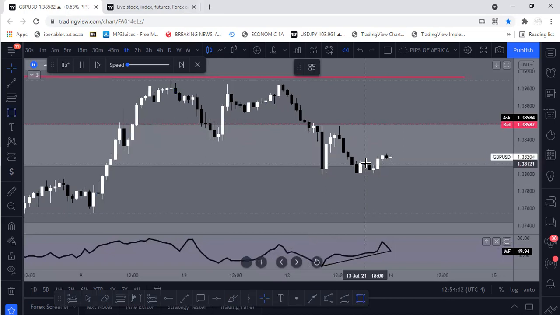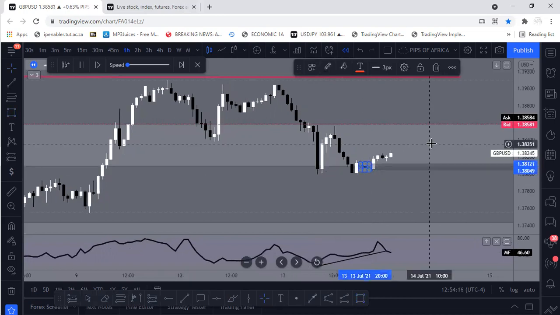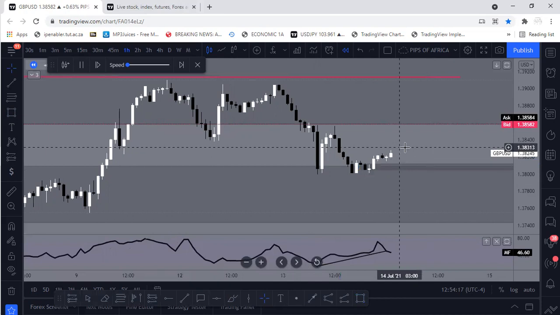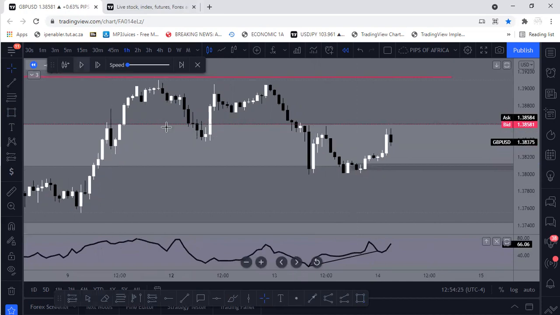Late. Wanted to mark this zone here and see if it's going to hold. Right? So let's wait and talk about something.